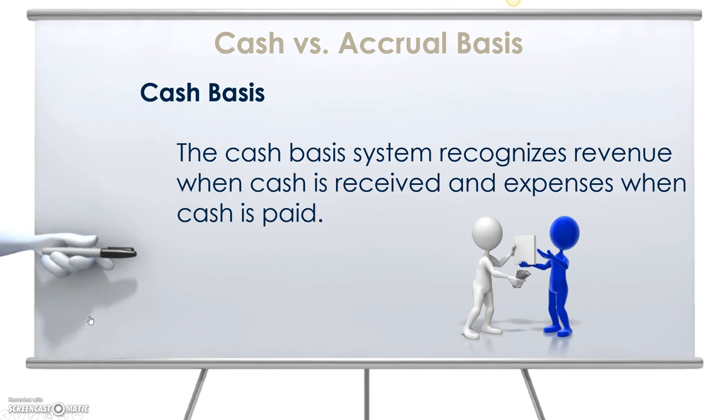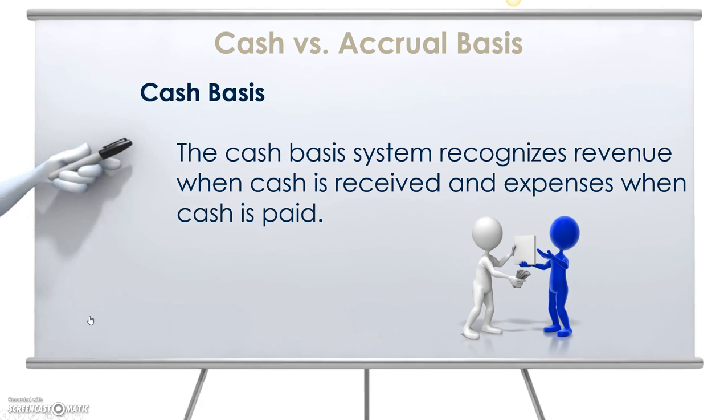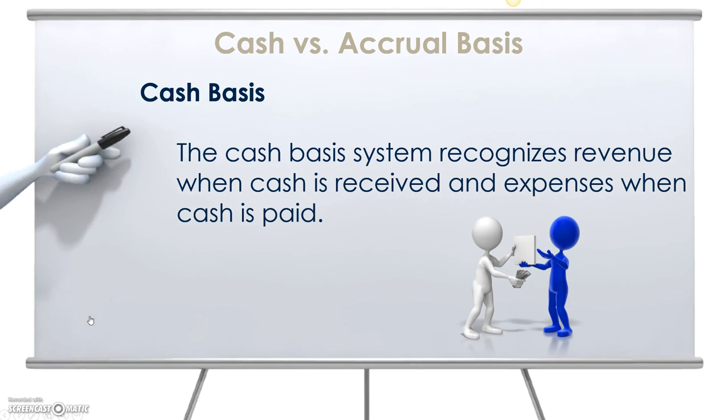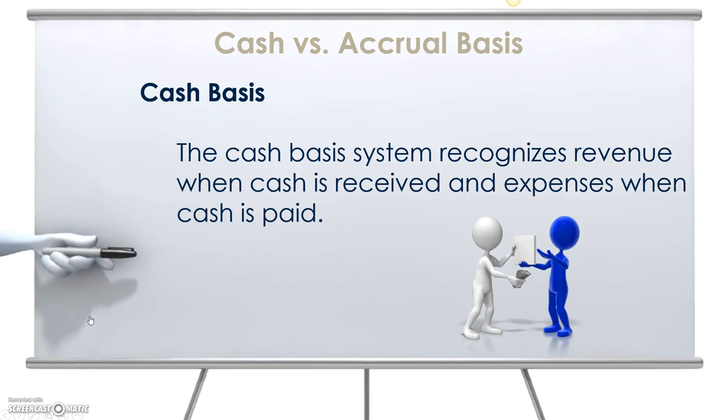Cash basis is very simple. It records revenue only when you receive cash, and it records expenses only when you pay cash. The cash basis is not actually in accordance with GAAP, generally accepted accounting principles, but some really small businesses might use the cash basis because it's very simple.